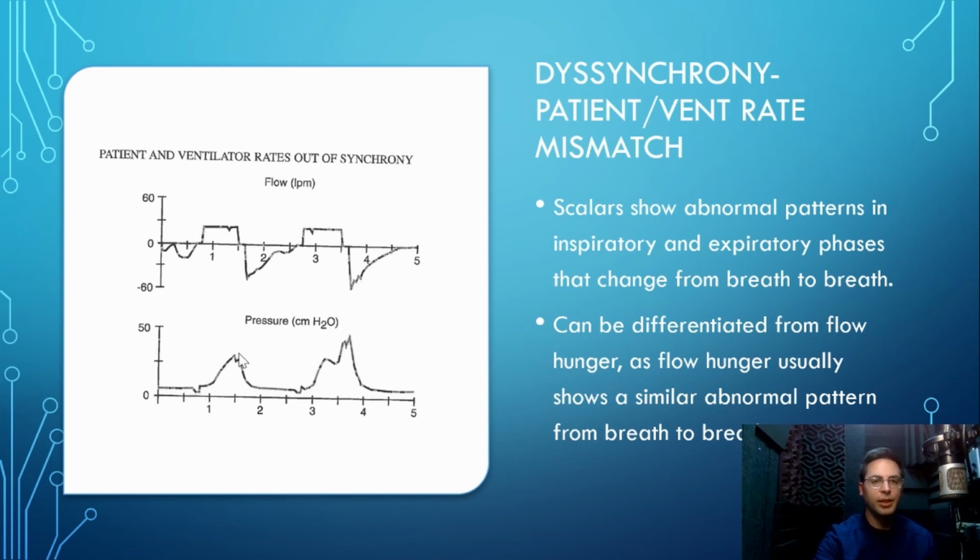Sudden drops in pressure here, here, here, but there's no particular rhyme or reason to when these are happening. They're not recurring at the same place on the waveform. They change from breath to breath. And we can say conclusively that this is due to patient vent rate mismatch as opposed to flow hunger, because in flow hunger, we may see similar sorts of aberrances, but they will tend to occur in the same place.